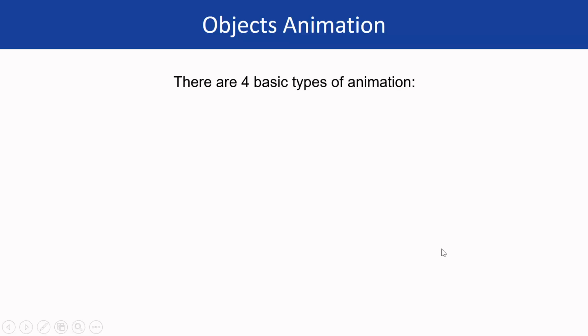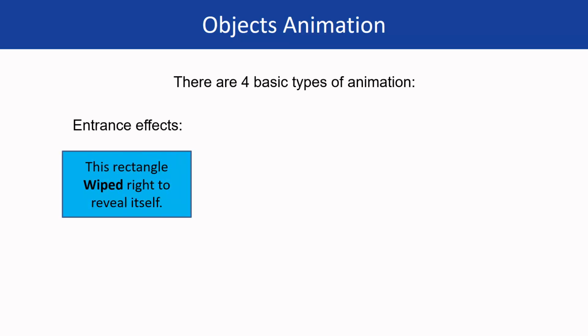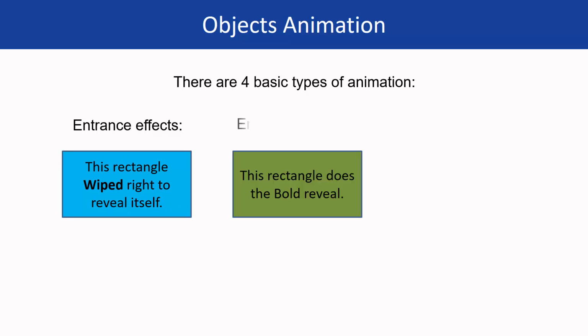So let's take a look at examples. There are 4 basic types of animation. First, you have entrance effects. This rectangle wiped itself to the right, and that's how it revealed itself. Once you have an object that has text on it, you can also do something called the bold reveal. When I click again, it highlights it in bold black.